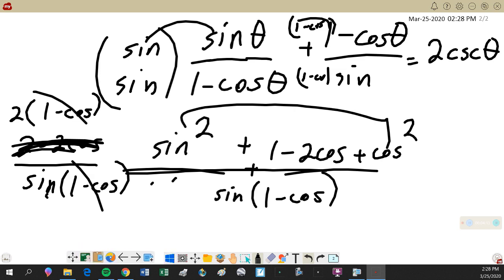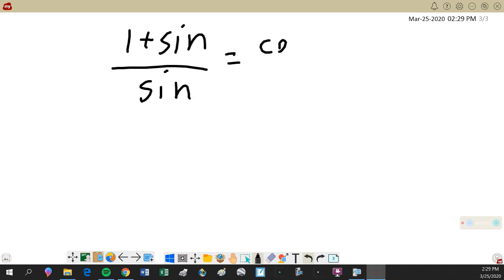All right, the other one I believe was 22. 1 plus sine over sine equals cotangent squared over cosecant minus 1. Now, it doesn't matter what side we attack, but I probably want to do the more complicated side. So I'll mess with this one over here.